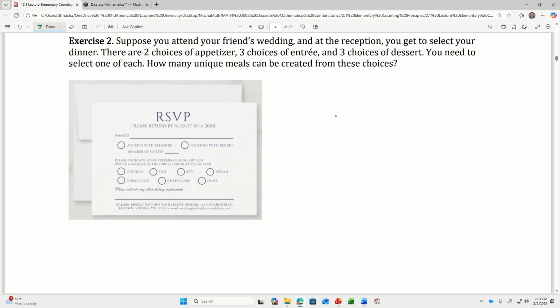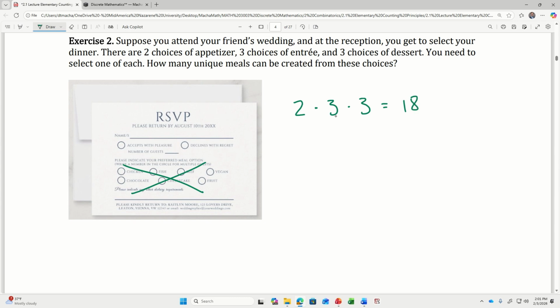I don't think it's 24. Yeah, it's 18. Because I've got, here we go, 2 choices of appetizer, 3 choices of entree, and 3 choices of dessert. I was looking at the RSVP. Oh, sorry, that was misleading. Yeah, sorry, the visual is unrelated. This is 18.